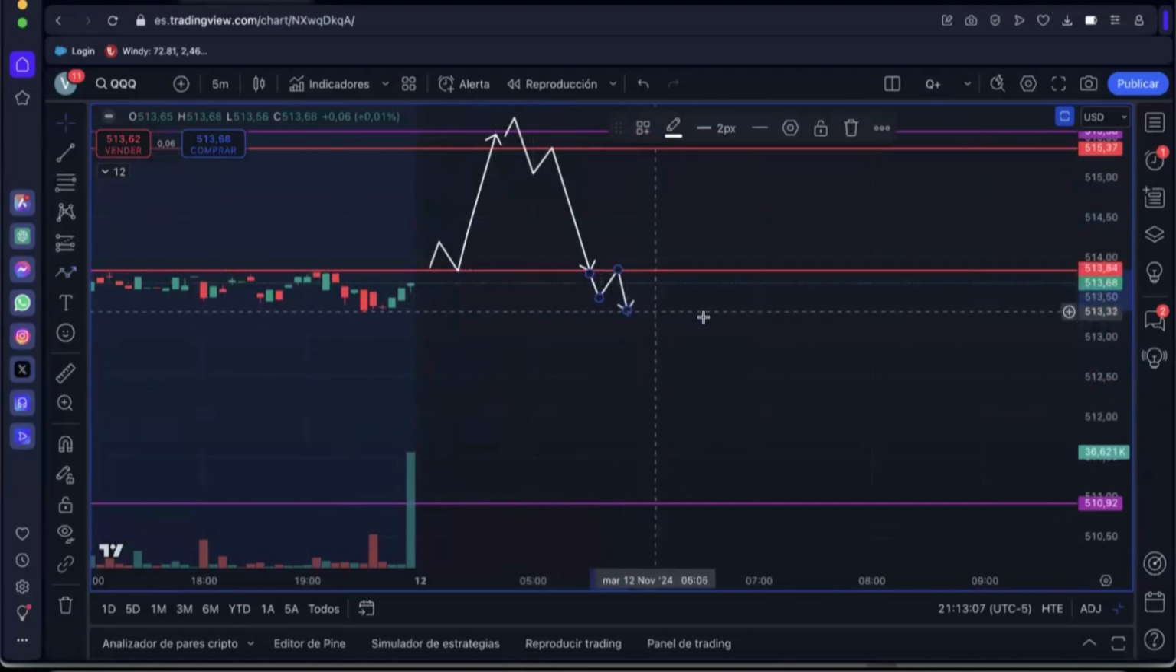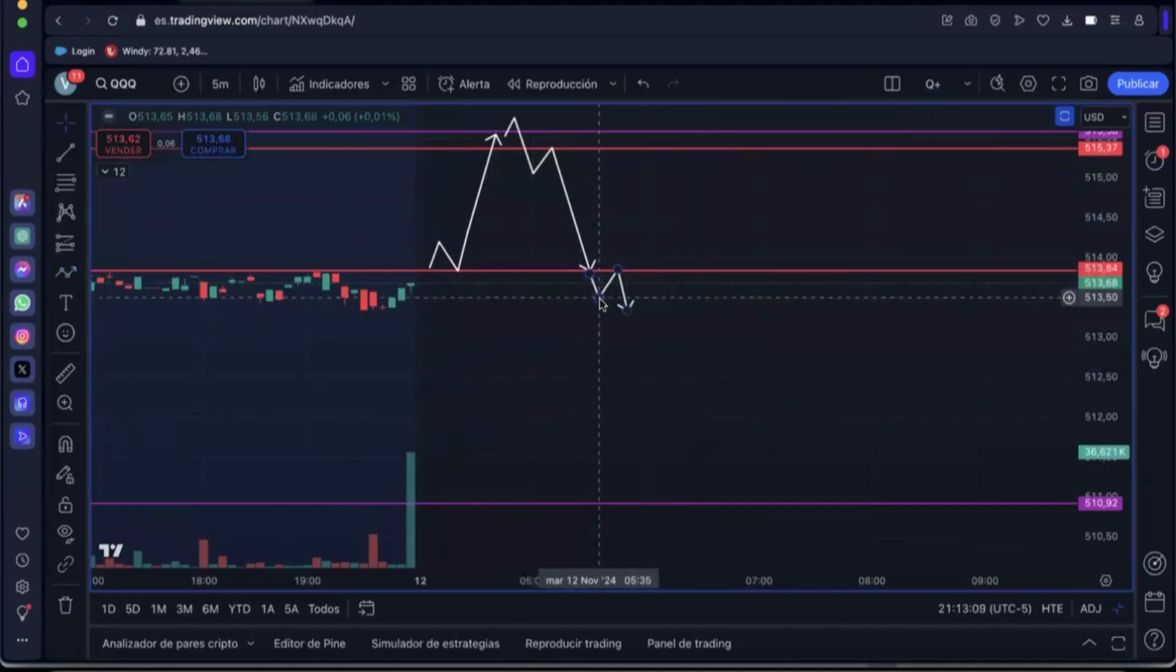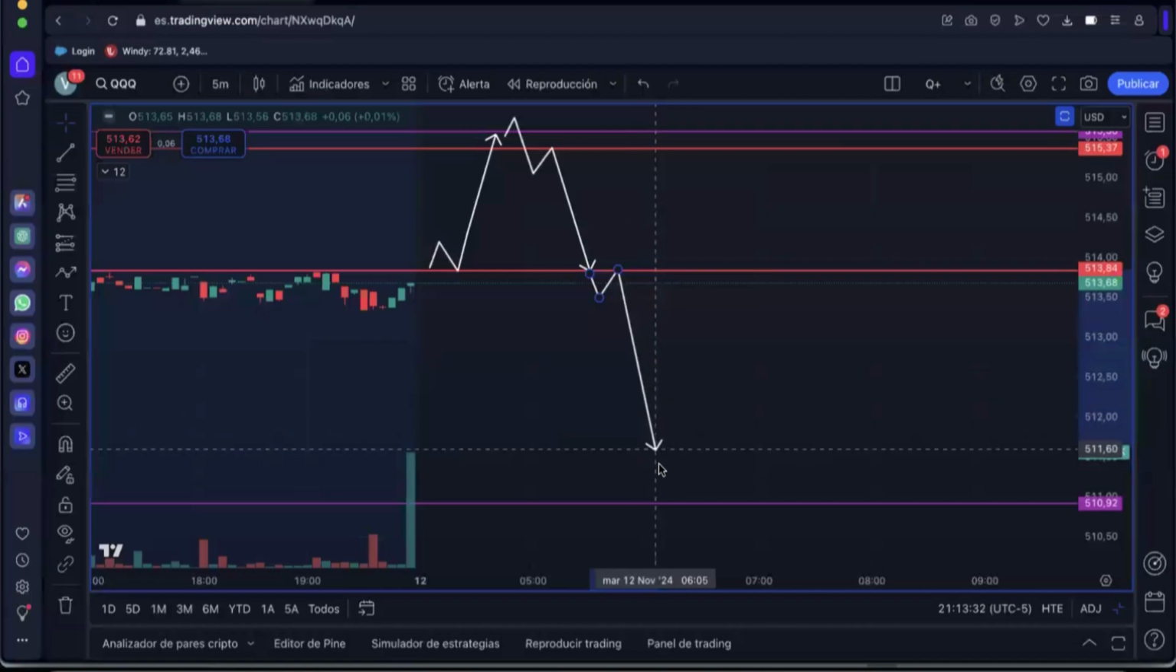guys, practice. You already have a break of the red line with high volume, bearish candles, making a perfect rejection here. What do you think this guy is going next? What do you think? And if you see QQQ, this will be an amazing mega trade.